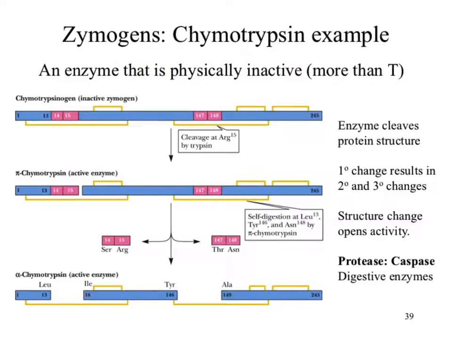Zymogens. So if we take a look at chymotrypsin, we take our chymotrypsinogen. Notice it ends in ogen. What does zymogen end with? Gen. What does chymotrypsinogen end with? Gen, because they're referencing the same concept. Chymotrypsinogen is the inactive form of the enzyme chymotrypsin.